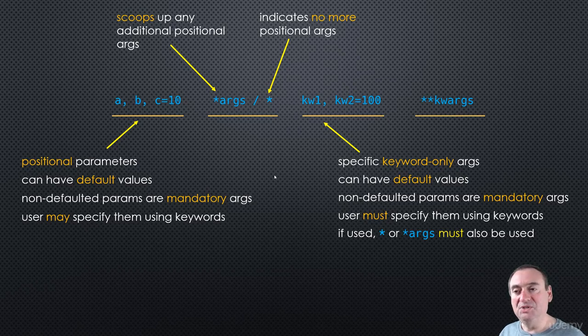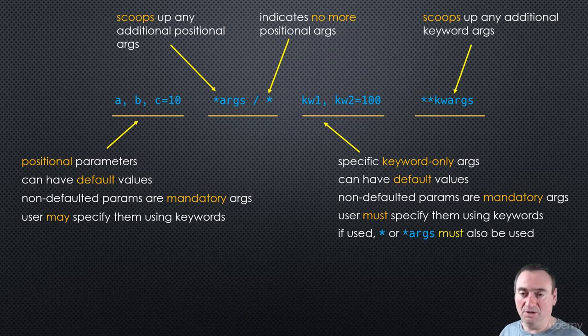And then finally, we have the star star KW args. What this does is basically scoop up any additional keyword arguments. So any keyword arguments that it finds in the function call that don't match up to the keyword-only arguments or don't match up to the positional arguments, it will then throw into this dictionary.